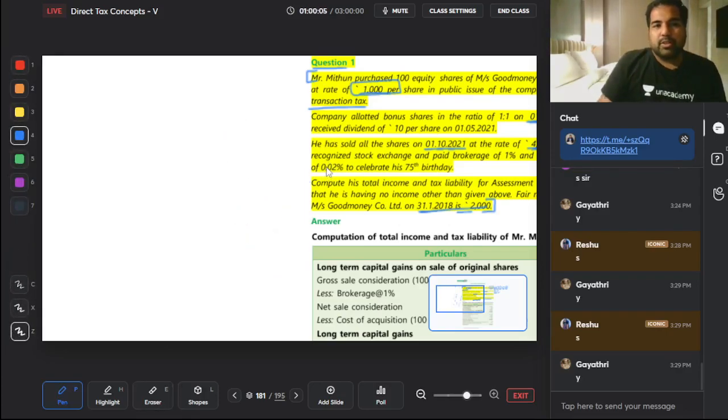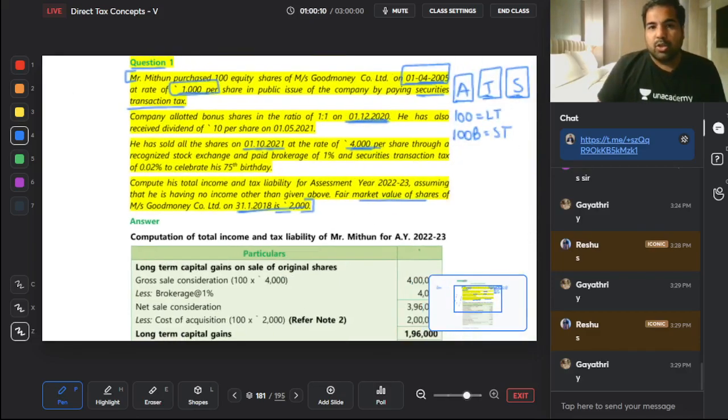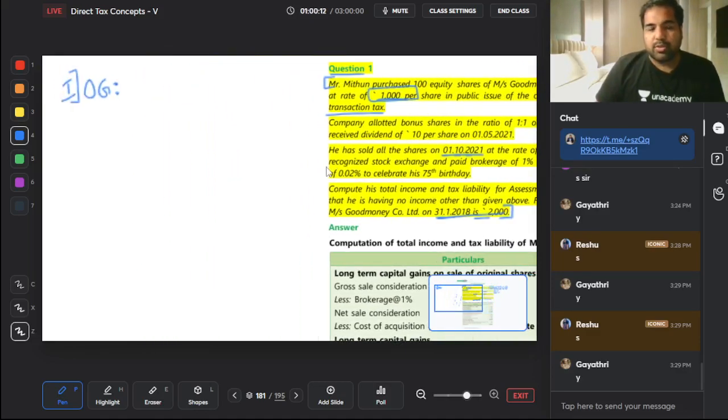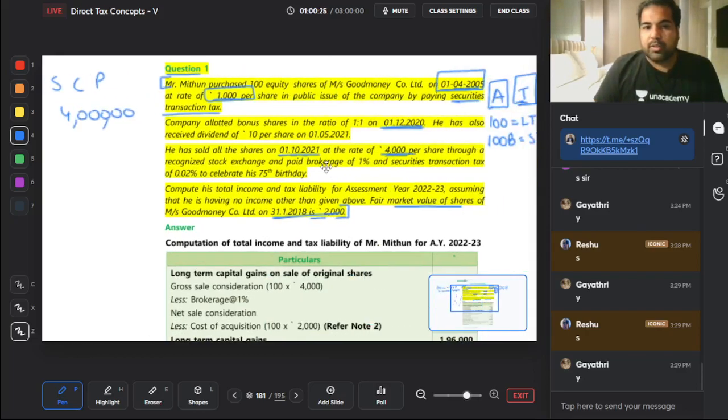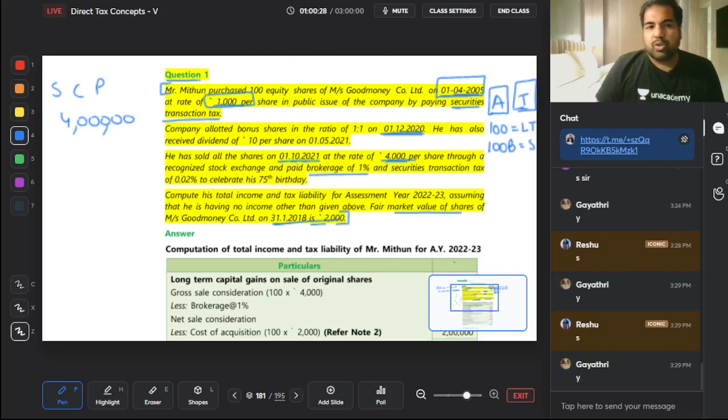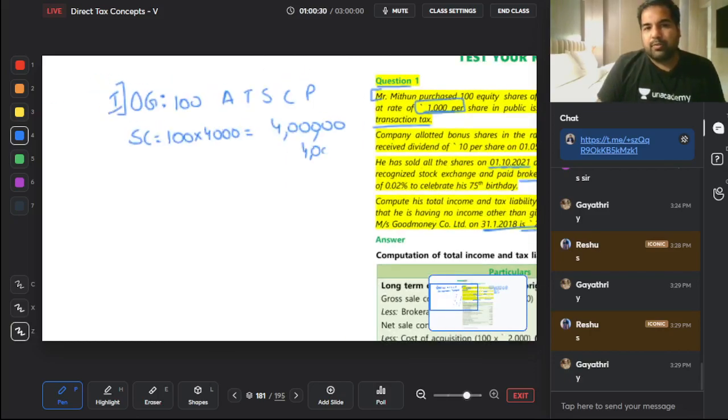The first calculation is for original shares. I'm going to call them OG, original shares. How many original shares? You had 100 original shares. What is the sale consideration? 100 into 4000 rupees. That is 4 lakh. If you see here, there is 1% brokerage. So on 4 lakh, 1% is 4000 brokerage. Can I minus that? Yes, you can minus. So 3,96,000 is the net sale consideration.